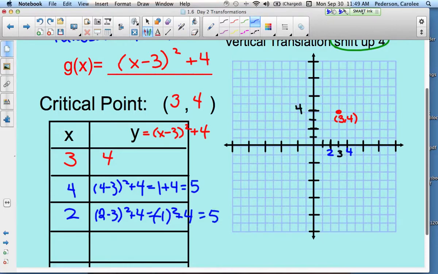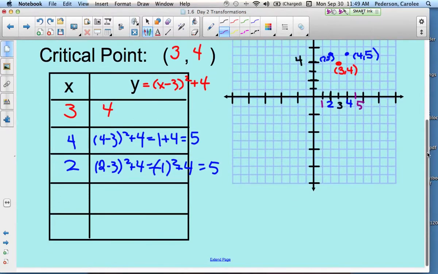So our next two ordered pairs are over 4, up 5, and over 2, up 5. We're going to pick one more right and left of that. So we'll pick 5 and 1 and evaluate it. So 5 minus 3, all squared plus 4. 2 squared plus 4. 2 squared is 4, plus 4 is 8. We should also get 8 here if we evaluate it.